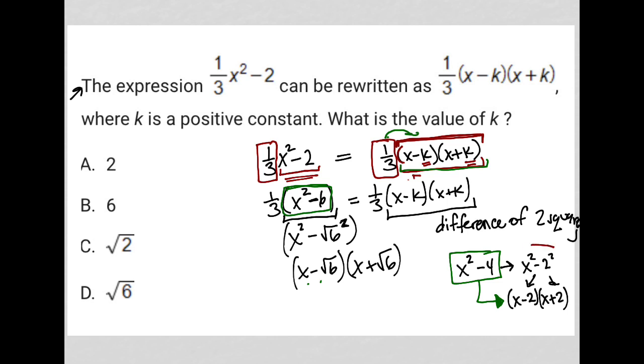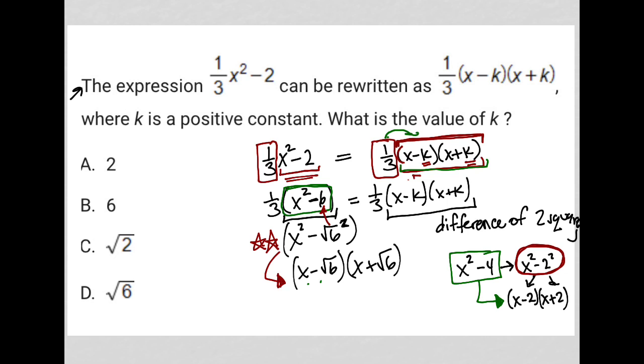So we need to understand what the equivalent of this format is for our x squared minus 6, and that's where this step comes in, right? The square root of 6 squared is just 6, but now at least we can see this as being the difference of two squares, right? Now we see it that way, and that's what allows us to then write it out this way.